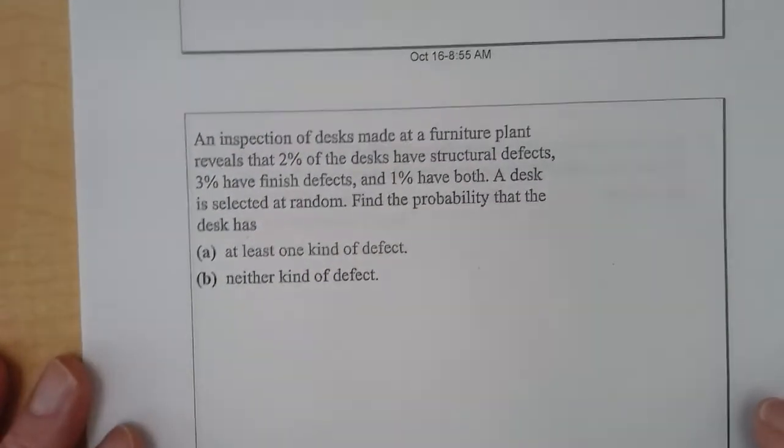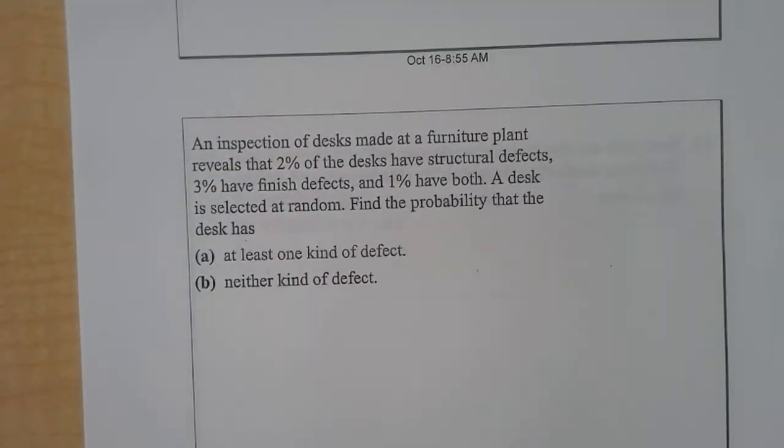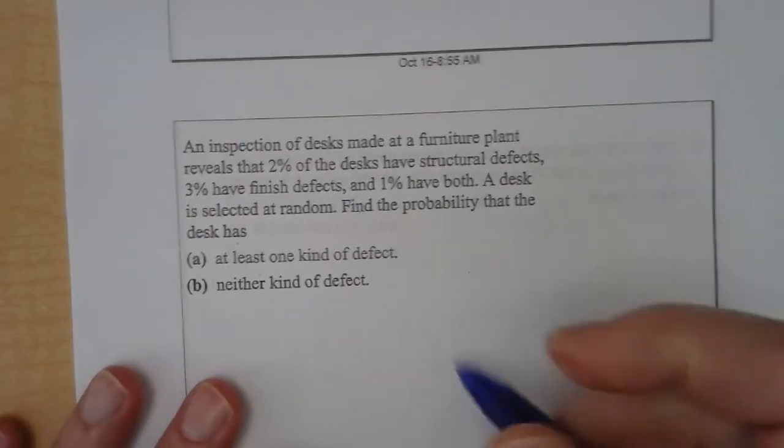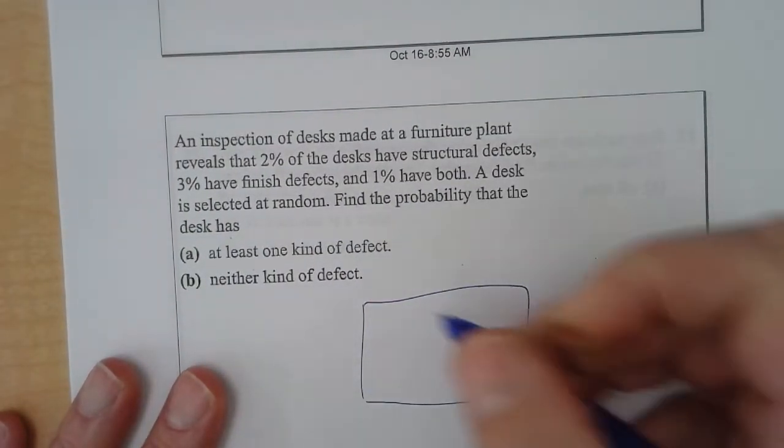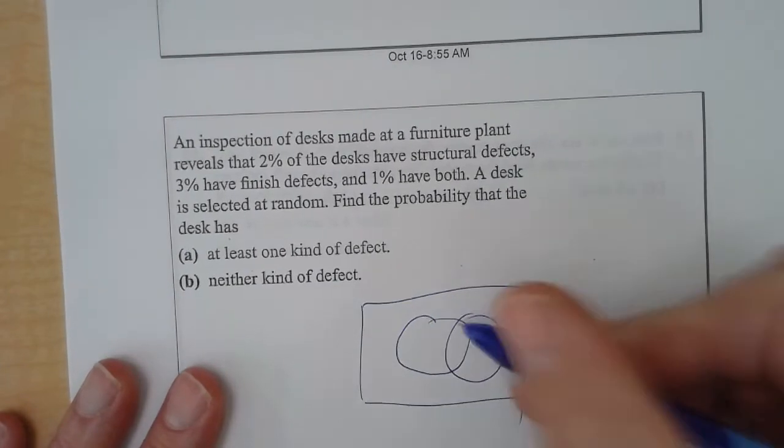All right, the last problem before the assignment is an inspection, and we're going to make another diagram. I think the easiest way to do this one is to make the box thing again. We got this, and we got this.